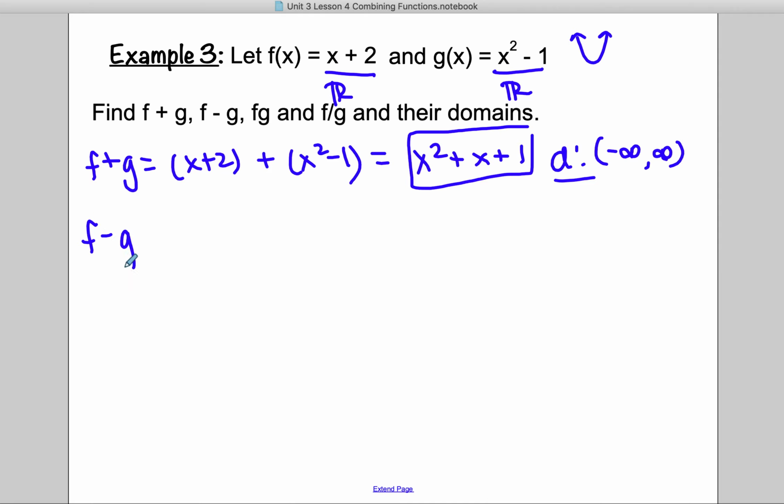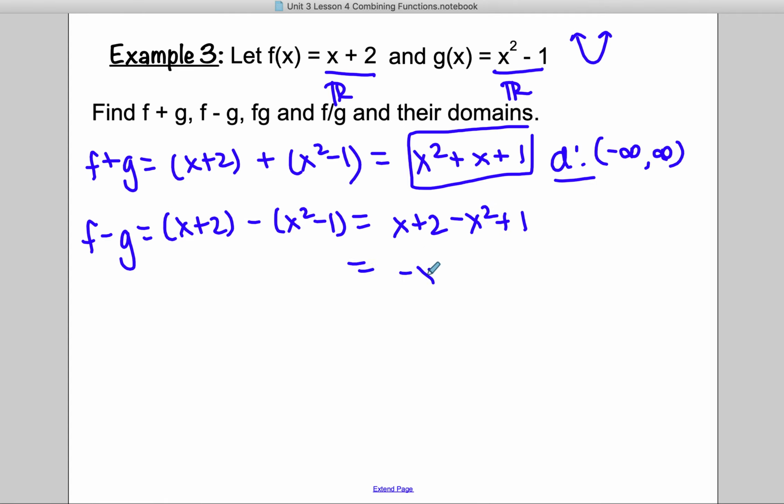Then let's do subtracting. So we take function f minus function g. And with subtracting, you gotta make sure you distribute your negatives. So we got x plus 2 minus x squared plus 1. And then we just combine our like terms. So I got negative x squared plus x plus 3. And then the domain, negative infinity to infinity.